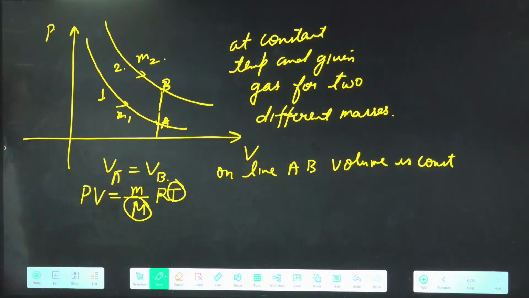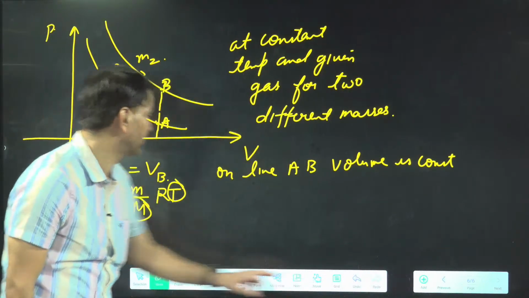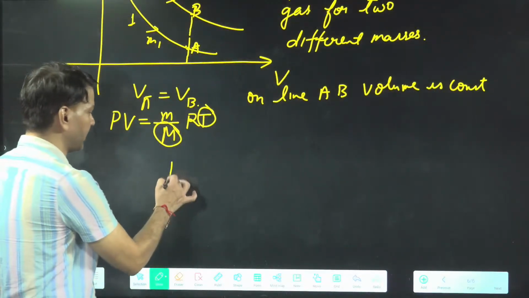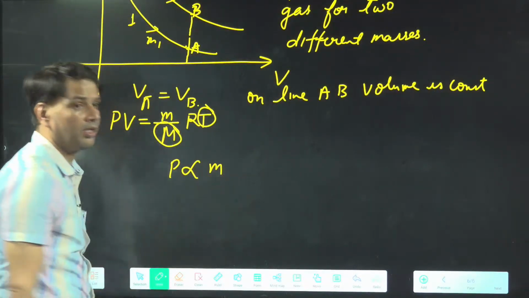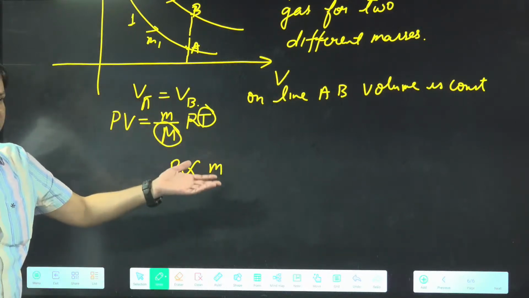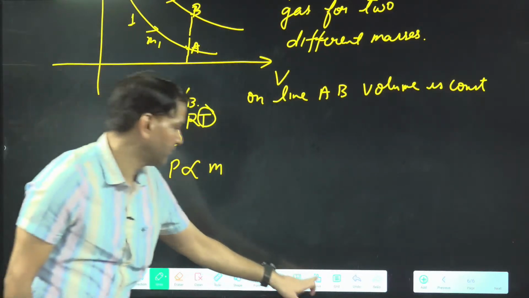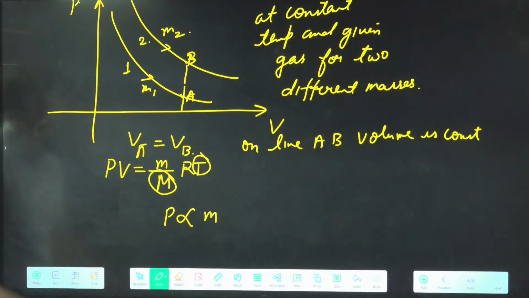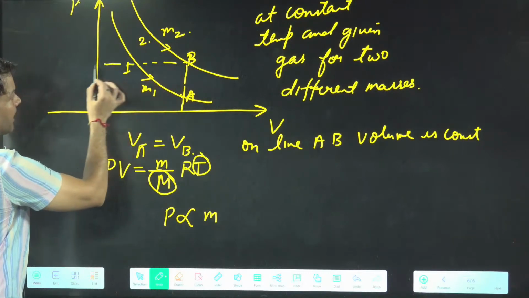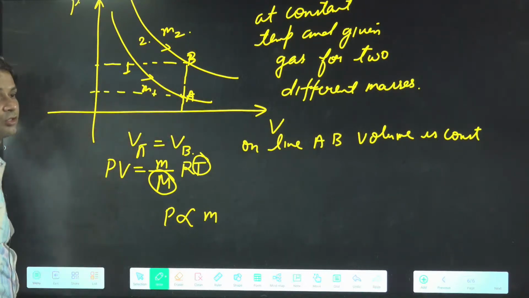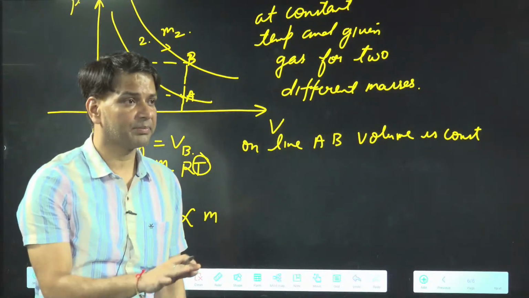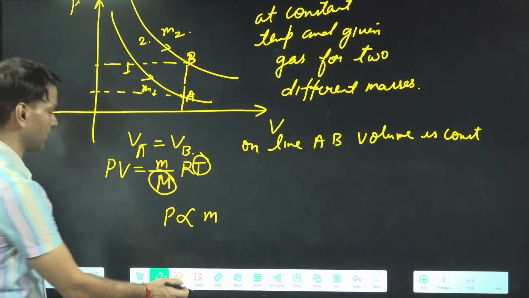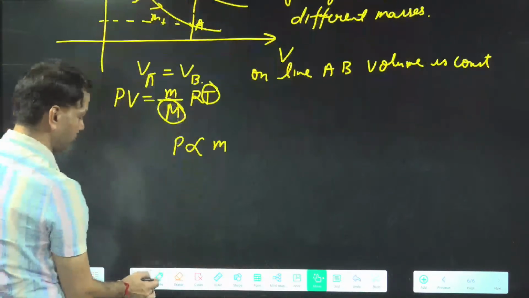So what I can say, P is directly proportional to m. Yes or no? So I will get P directly proportional to small m. Where the mass is more, pressure is more. Now on the line AB, where the pressure is more? You can see here at B the pressure I am getting this, at A the pressure I am getting this. So pressure at B is more. Now what is the mass at B? m2. So I will get m2 greater than m1.